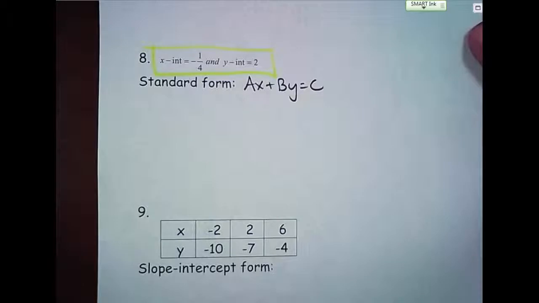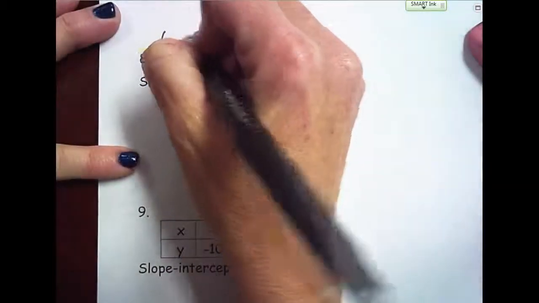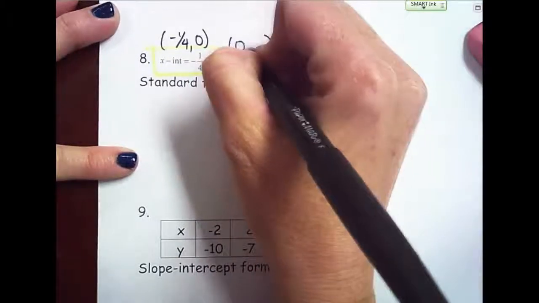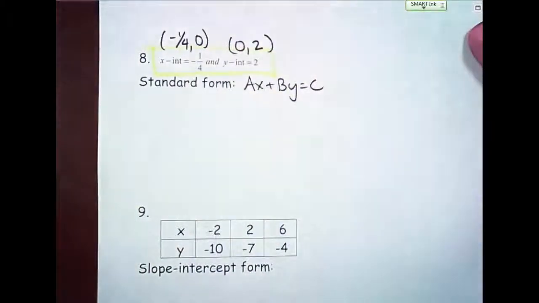Does it give me a slope? Does it give me a point? Yeah, kind of sneaky, but it does. It gave me the x and y intercepts, which are points. In the x-intercept, the y value is 0. And in the y-intercept, the x value is 0. There's your 2 points.